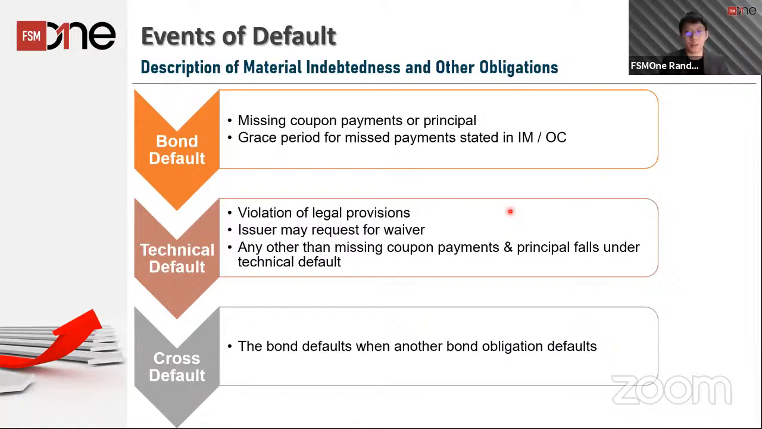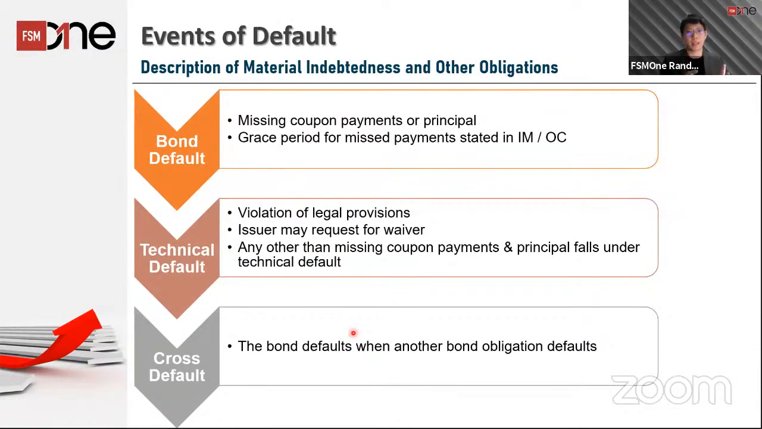One thing to highlight is that under technical default, the violation can be of any clauses other than missing coupon payments and principal. Meaning to say, if the issuer fails to pay the coupon, this is considered an actual default already. They cannot ask for a waiver or negotiation. No such thing.